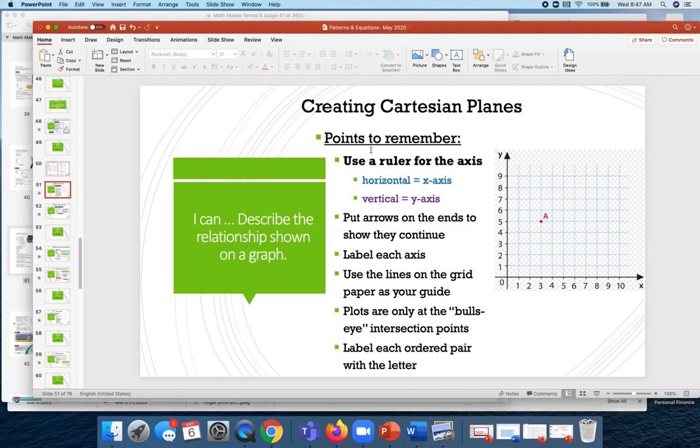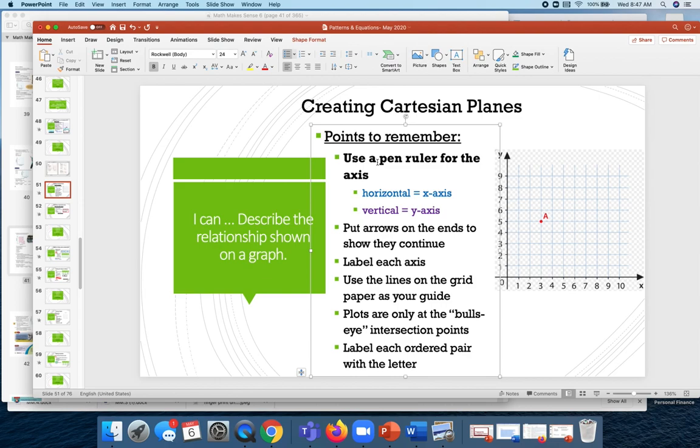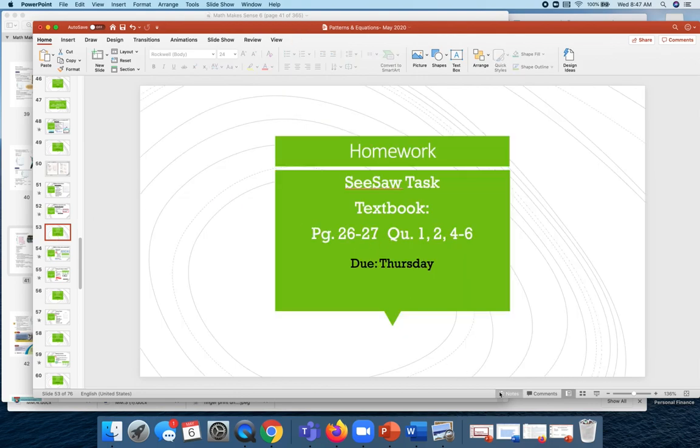This is why I really suggest that you use a ruler, use a pen, I love this, and a ruler for the axes. That's a really, really good idea. Black, there we go. Math geniuses in the making. Okay, excellent. That's it for today. So the homework once again is this.